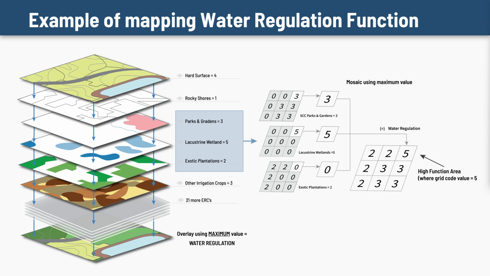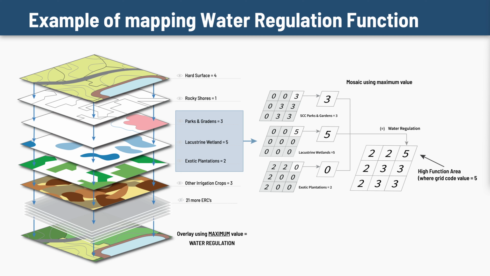Now, in some cases, a location was assigned to more than one ecosystem reporting category. For instance, an area might have been identified as a wetland in the regional ecosystem reporting database, but it might have been defined as a park in some other data set. So in such cases, we used the higher performance score if there was an overlap of two different ecosystem reporting categories, as you can see in the diagram there in this example of water regulation.